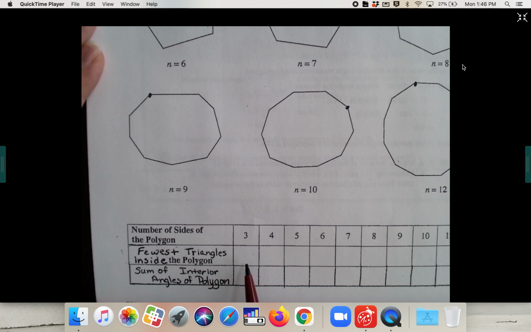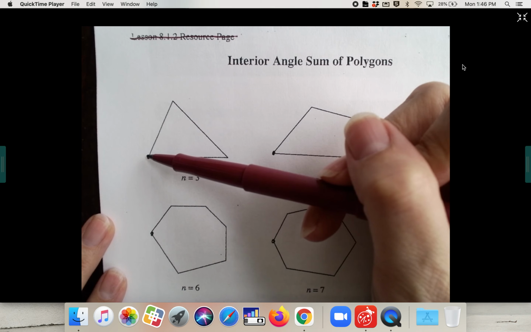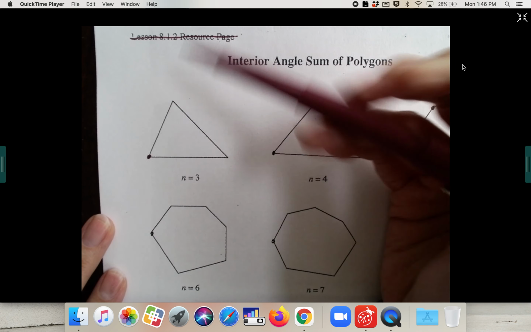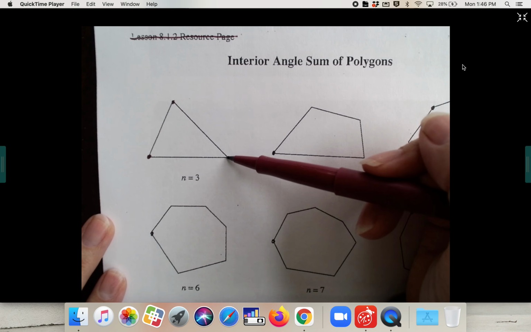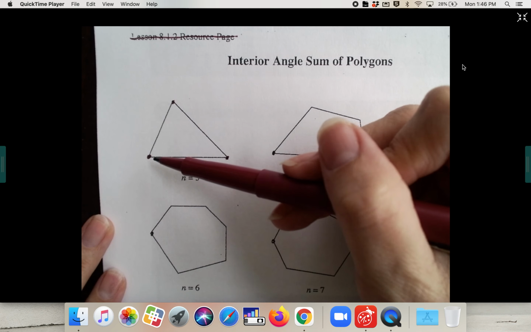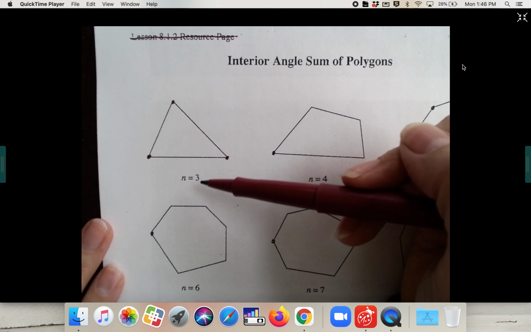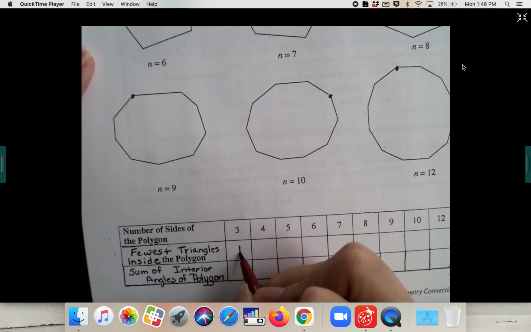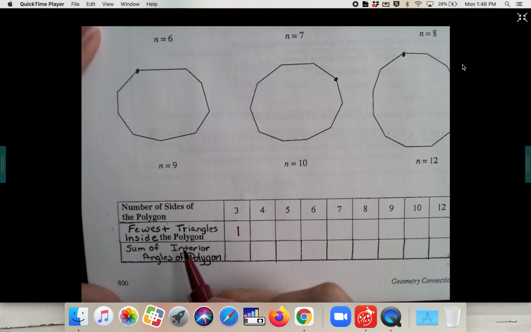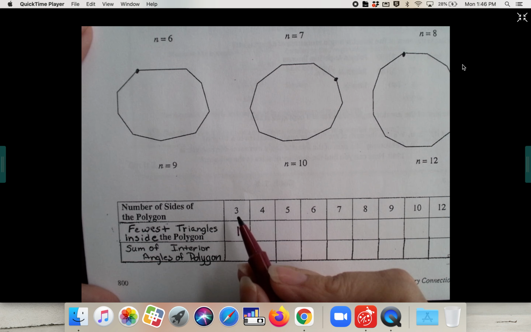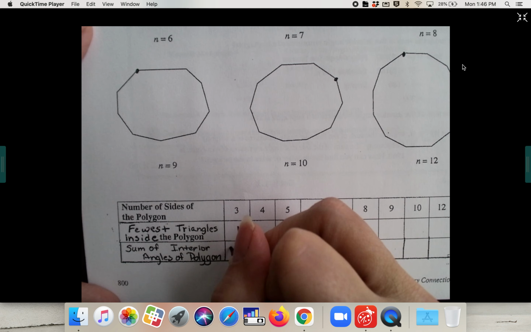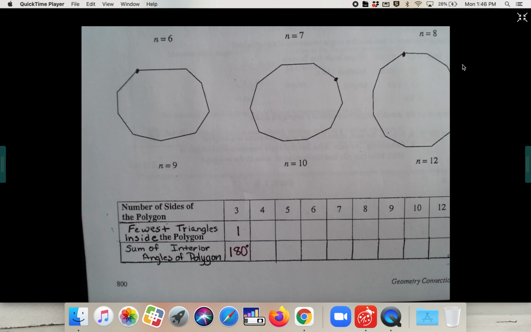What are the fewest triangles inside the polygon? In order to make a triangle, you have to choose one corner and draw a line to its vertices. Vertices are the endpoints, and see how many triangles fit. This only has 1. So in a 3-sided shape, you can only fit 1 triangle in there. And we know that the interior angles of a triangle measure 180 degrees, because we've already learned about triangles.